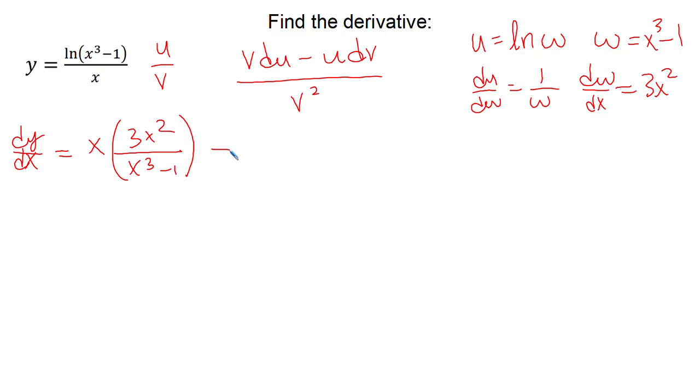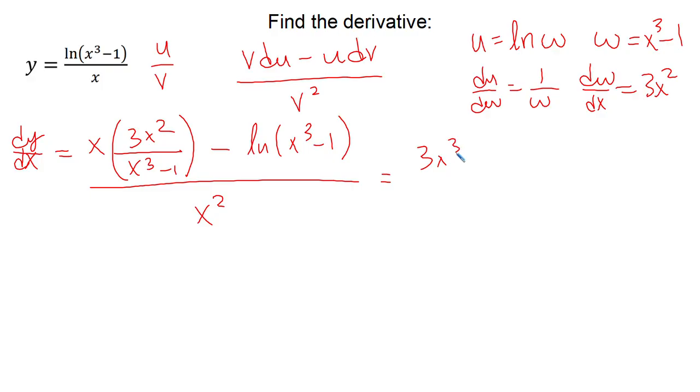And then we need to subtract from that our u, which is natural log of x cubed minus 1, times our dv. Well, the derivative of x is just 1, so I don't need to bother to write that. And then that's all divided by v squared. Since v is x, that's x squared. And you know, this is a complex fraction, so it'd probably be better if we simplified this down. Let's start off with just writing this as 3x cubed over x cubed minus 1 minus our natural log of x cubed minus 1 all over x squared.